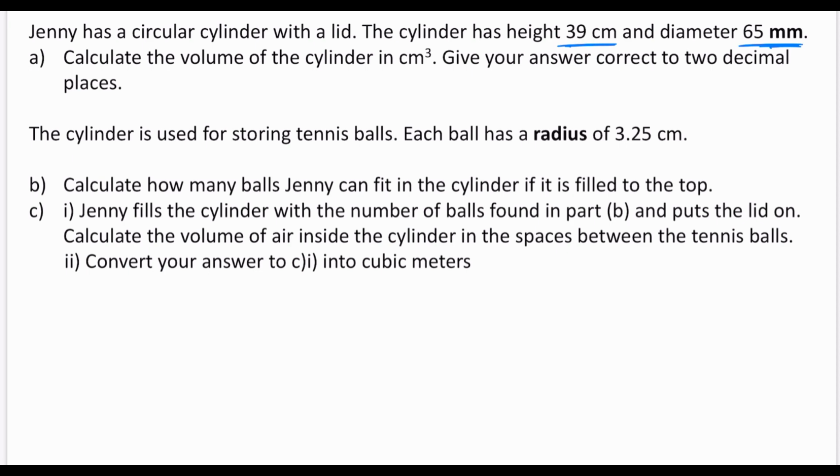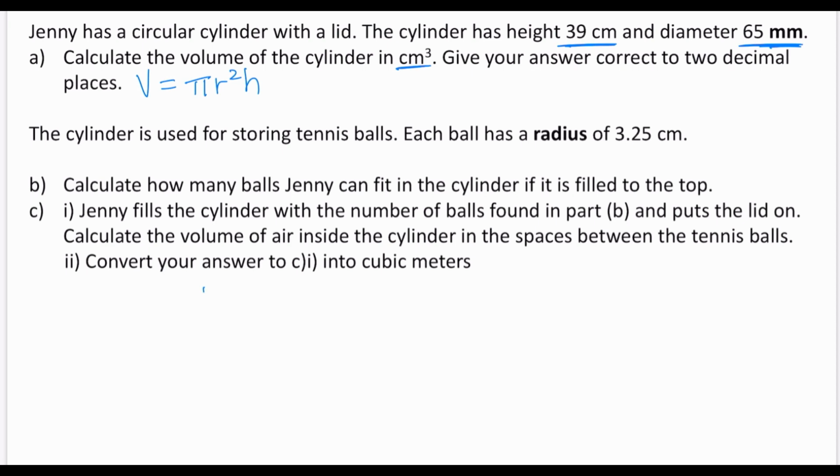Calculate the volume of the cylinder in cubic centimeters. Give your answer correct to 2 decimal places. Okay, volume of a cylinder. If you were to find your formula packet or the formula anywhere on the internet, the volume of a cylinder is basically just pi radius squared times the height. They haven't given us the radius, they gave us the diameter, but they gave it to us in millimeters.